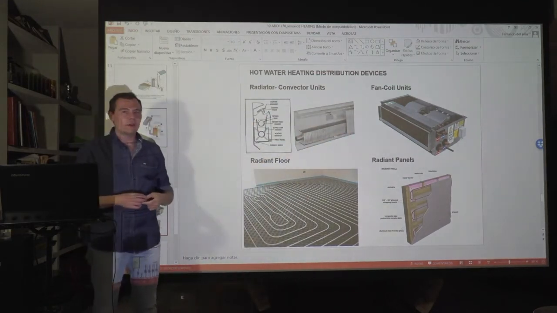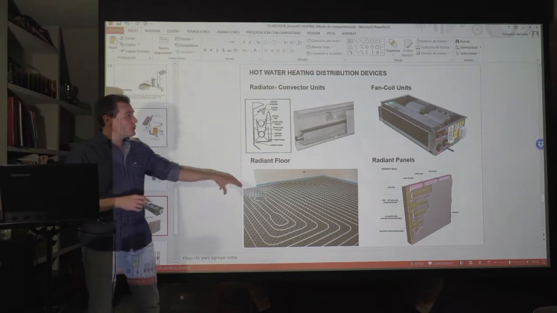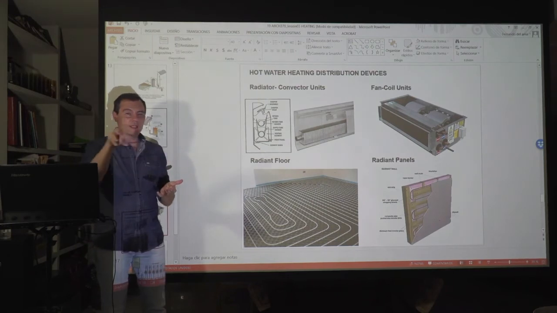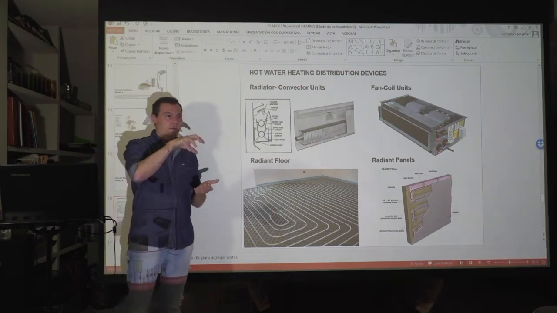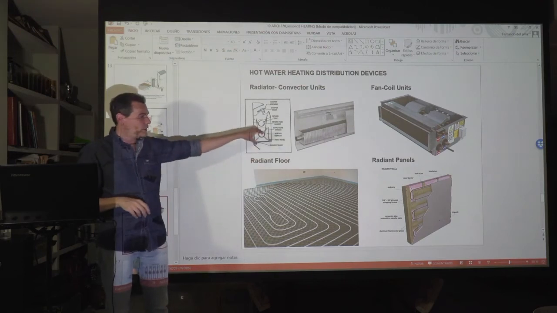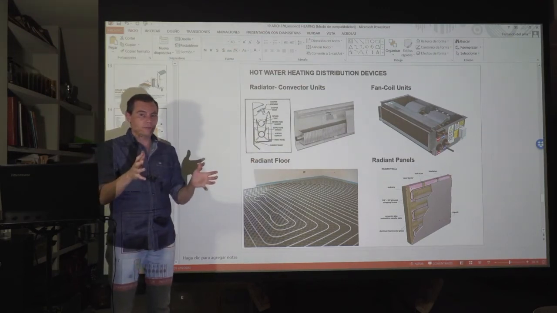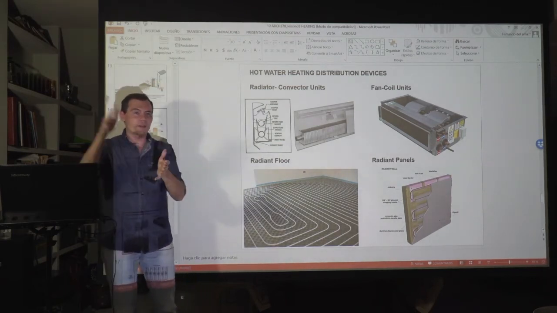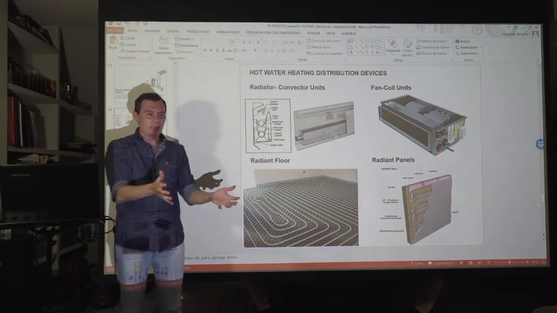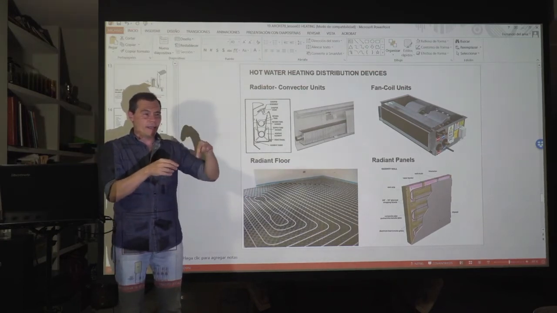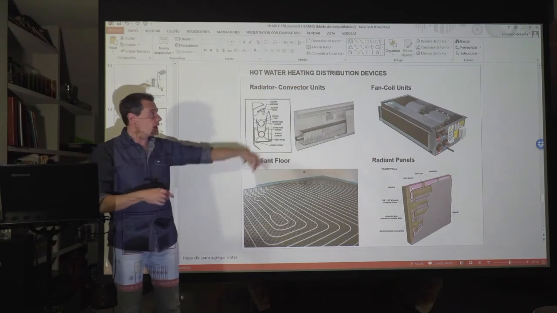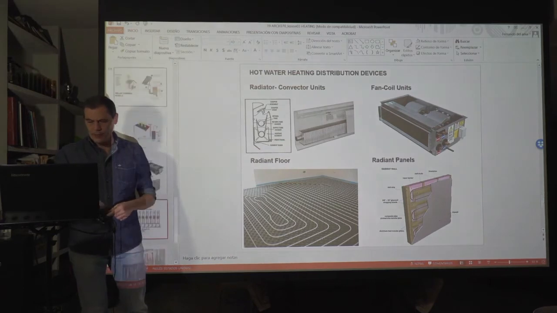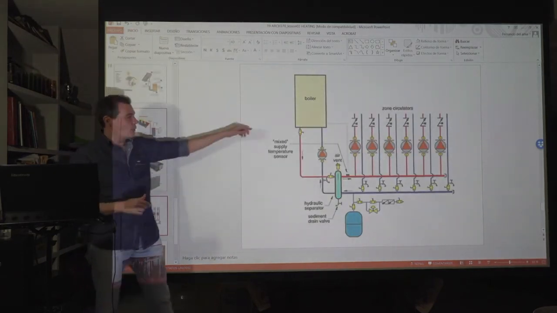We will explain what a fan coil is, but we can use these heating distribution devices with different energies, different boilers or different solar collectors. At the end, all these elements are connected to a buffer tank. So we always have the heat generator, which is the boiler or the solar collector. We have a buffer tank with water, and then we have to connect this buffer tank to those heating distribution devices. Something like this. So we have a boiler.